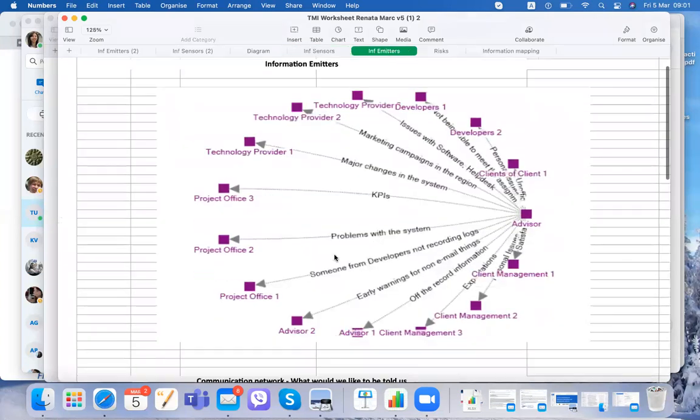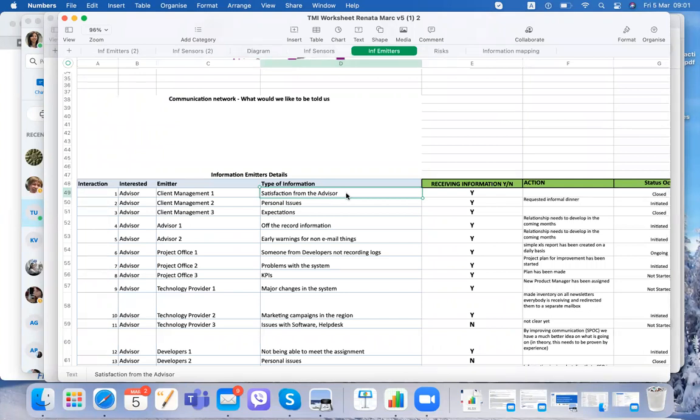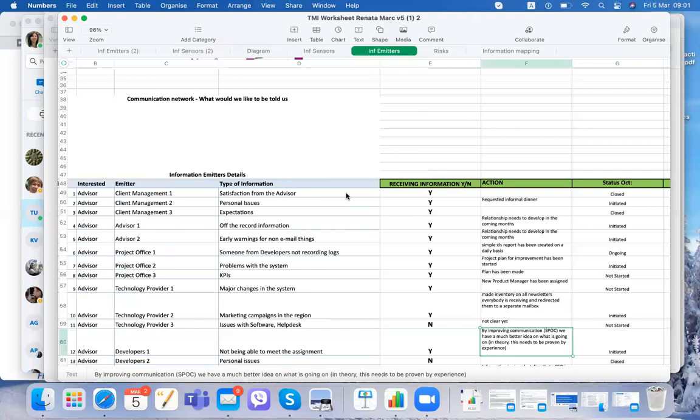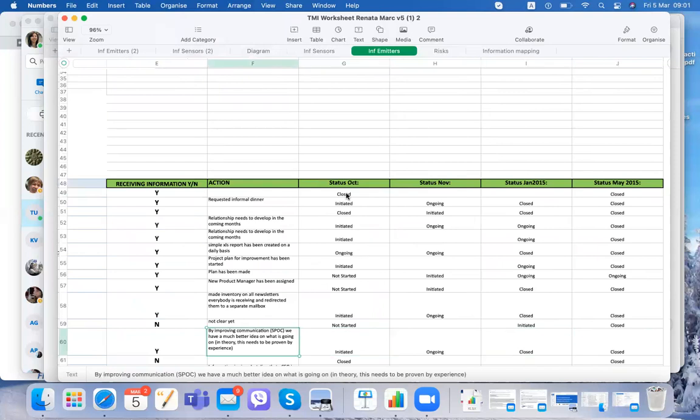Then the information emitters, they have a little bit less information. What do I need to know? Whether the advisor is satisfied, whether there are some personal issues, whether there are expectations that are not articulated in the contract, some off-the-record information, early warnings for things that don't go on email, someone from developers not recording their entries, their logs, so they cannot be calculating the fees, etc. Problems with the system, major changes, personal issues. So these are the information emitters, whether the manager is receiving information on that, and what is the action to be taken.